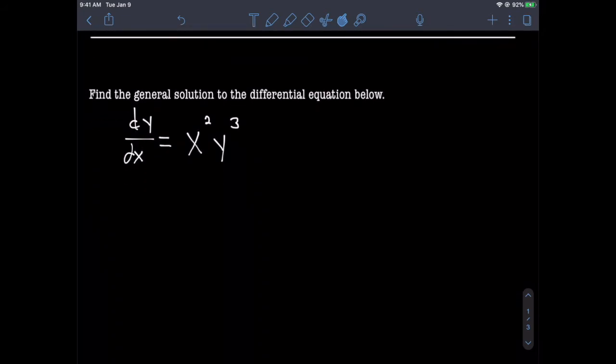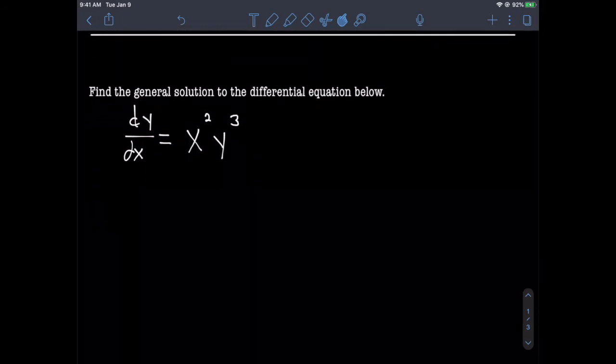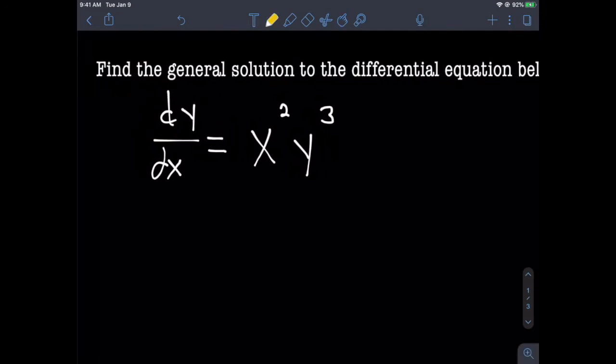Our first example asks us to find the general solution to the differential equation dy over dx is equal to x squared y cubed. Now to do this, we're just going to follow the steps that we had above. Nothing more, nothing less. Our first step tells us we need to get all the y's on one side and everything else on the other side. So I need my y cubed on the left and I need my dx on the right.